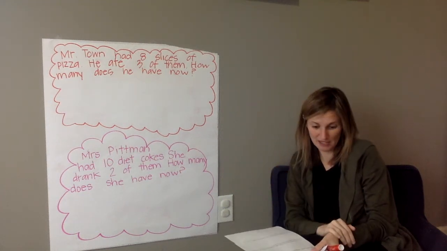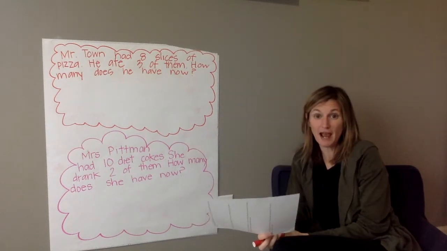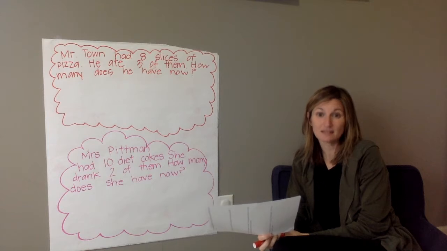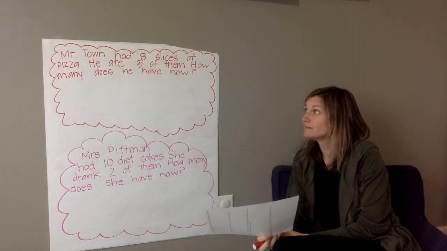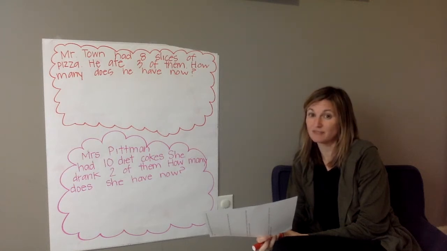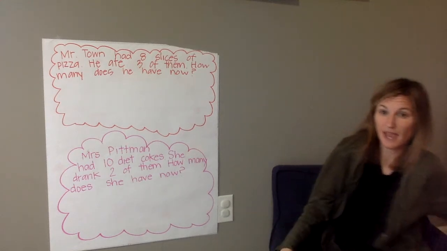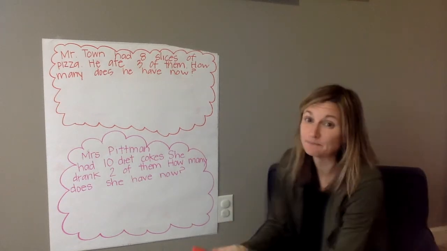Okay? All right, so the first problem is Mr. Town had 8 slices of pizza. He ate 3 of them. How many does he have now? I'll say it again. Mr. Town has 8 slices of pizza.